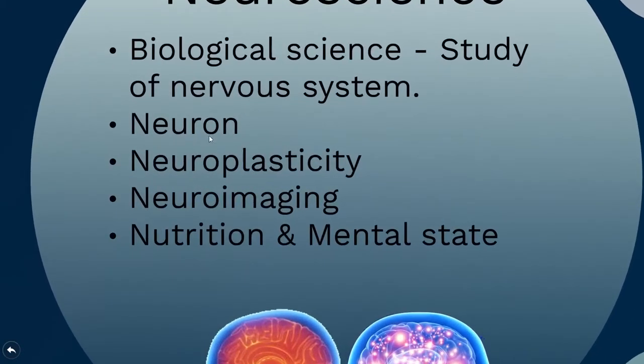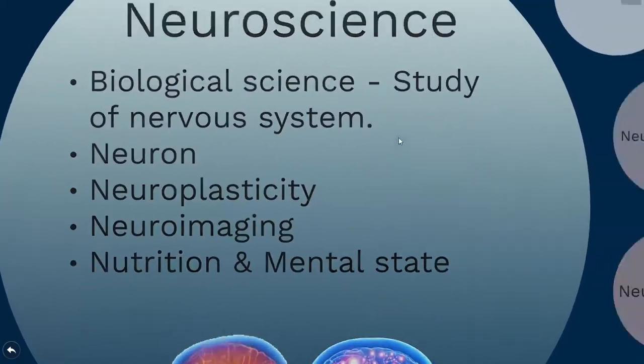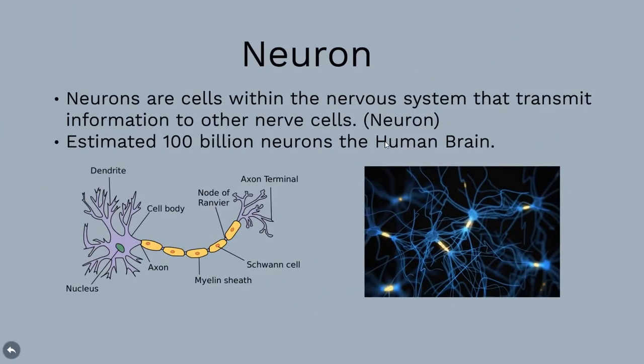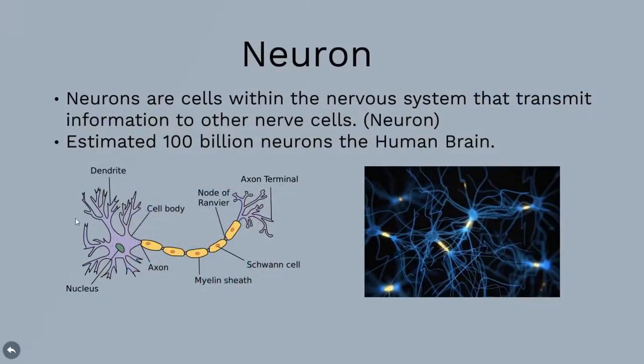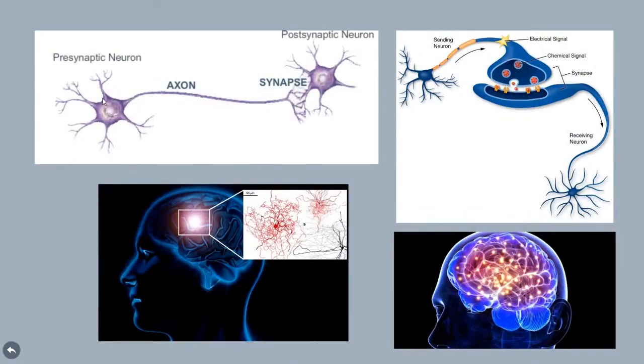All right, now that we know what a neuron is, I want to talk a little bit about what neuroplasticity is. So a neuron is exactly what it is: a cell within our brain that transmits information. This is what a neuron looks like. This is one neuron, and you can see the nucleus, and then the axon, the long wire, and then the terminal. So this is one neuron, and it's connecting to another neuron.